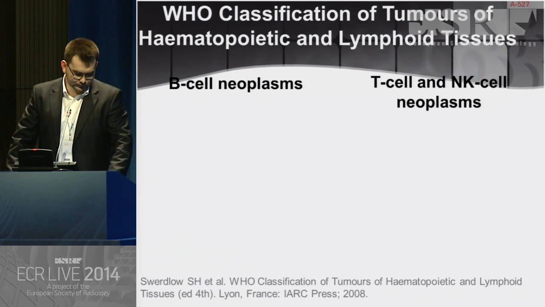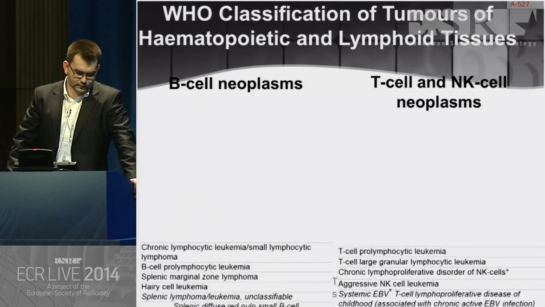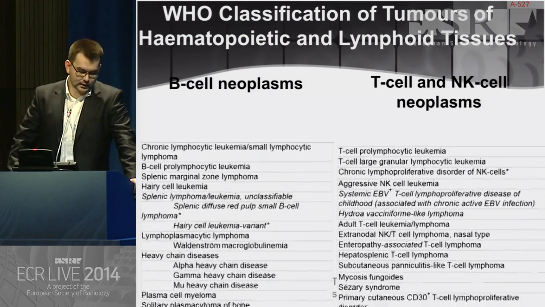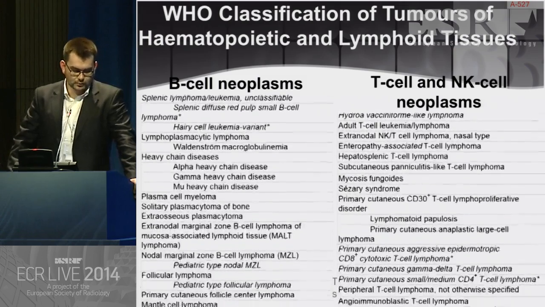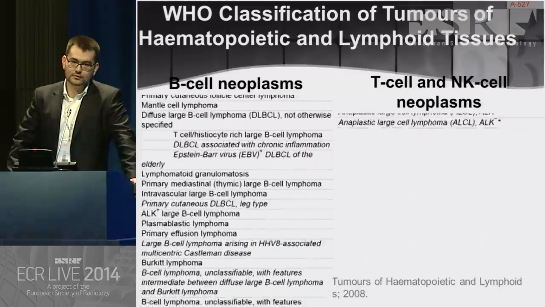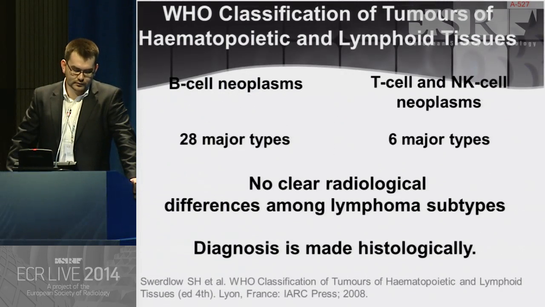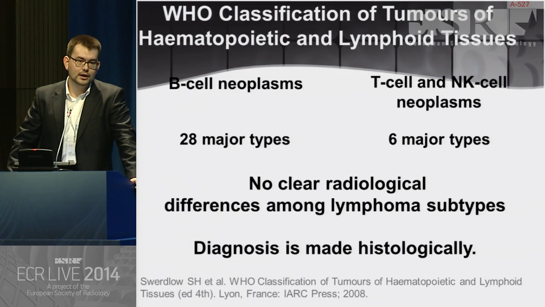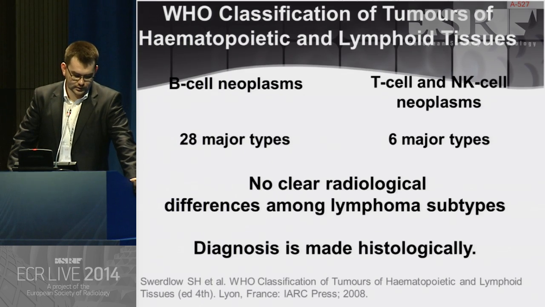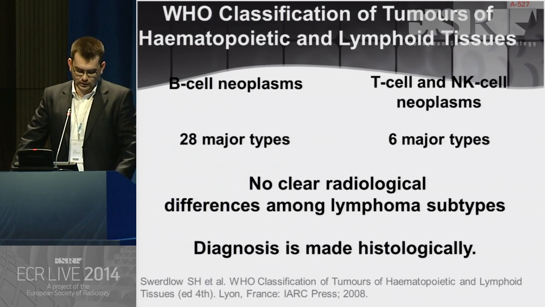The new fourth edition of the WHO classification of tumors of hematopoietic and lymphoid tissues was published in 2008. It builds upon the success of the third edition, but recent studies have drawn attention to the biological overlap between classical Hodgkin's lymphoma and diffuse B-cell lymphomas. So current treatment guidelines are mainly based on serological markers.